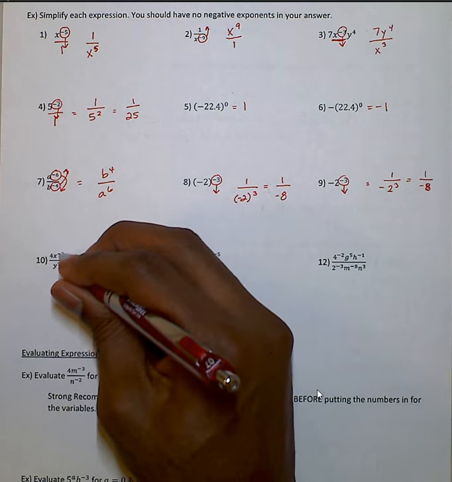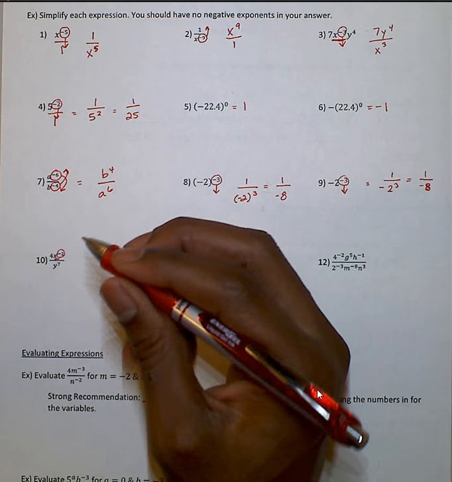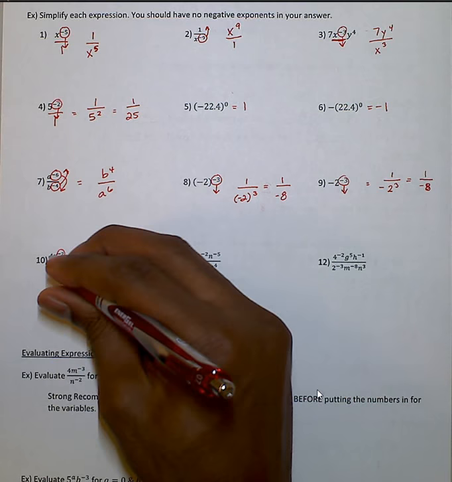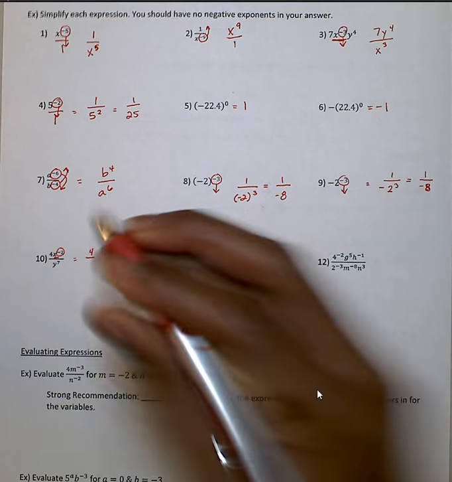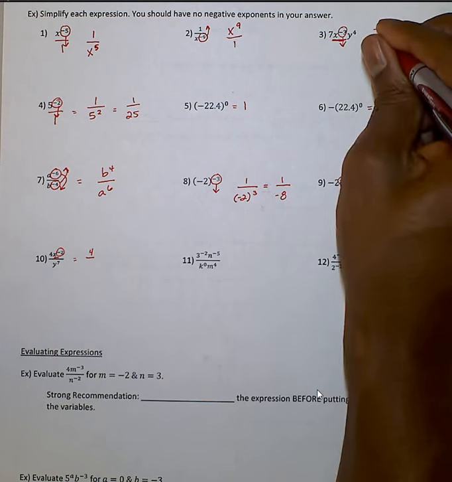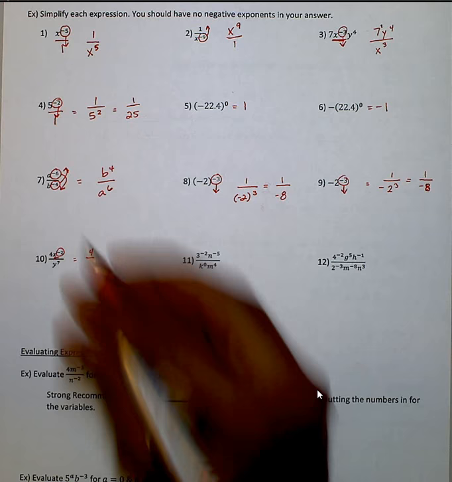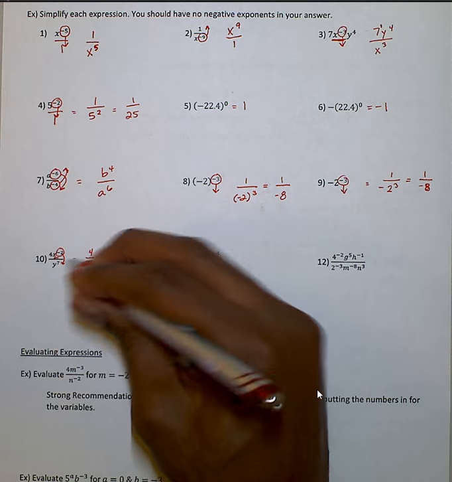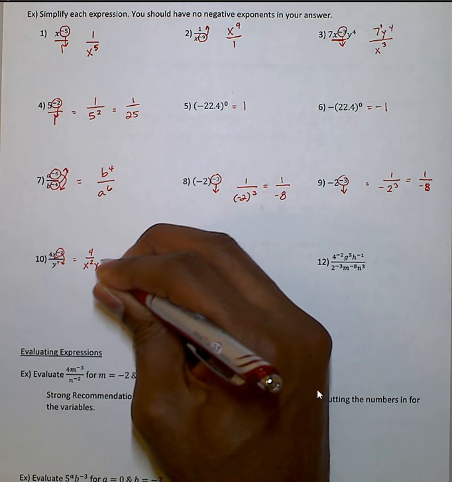Number 10, negative exponent with the x. Okay, so remember those are tied together, but 4 is its own number. So 4 is fine. Its exponent, if there's no exponent written, is 1. That means it's a positive exponent. It stays. This x had a negative exponent. It needs to move. So x squared, y to the 7th.